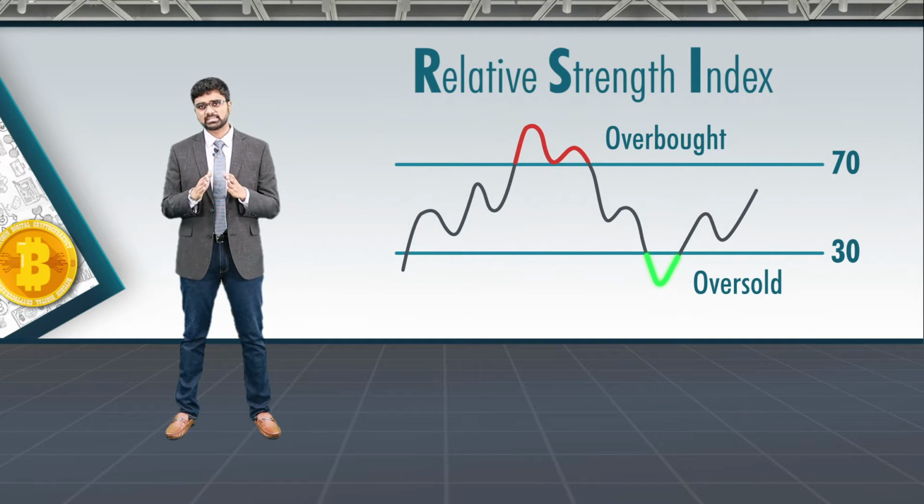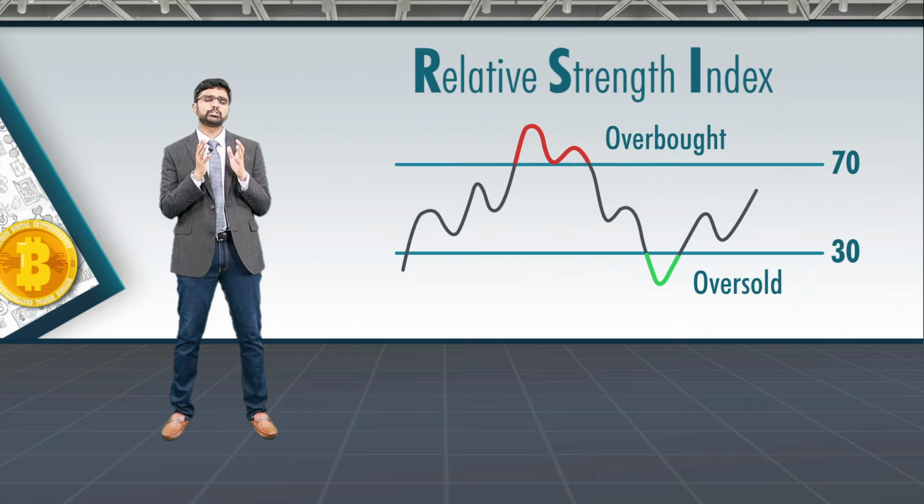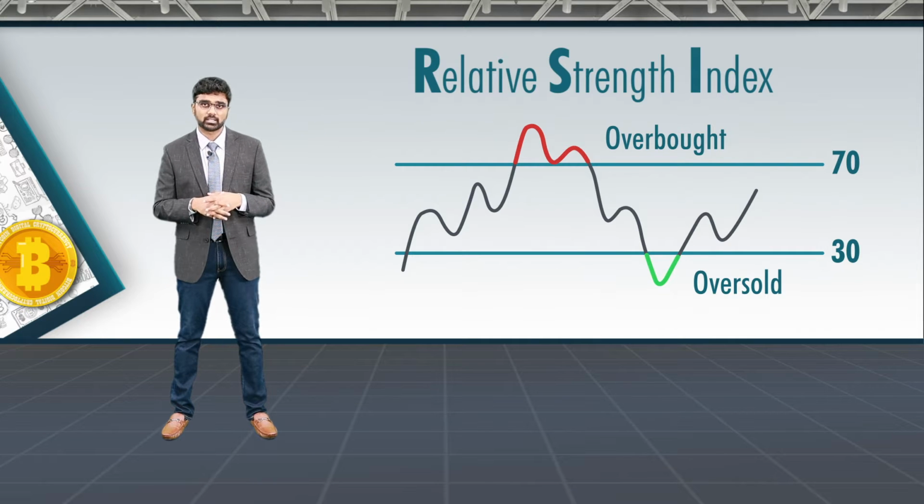So the index is basically out of 100. So it is between 30 to 70 that you would need to look at. If it is too hot or too cold, don't get into it. So look at the Relative Strength Index and take a call. Take a decision on your own.